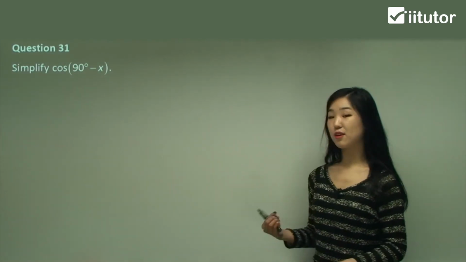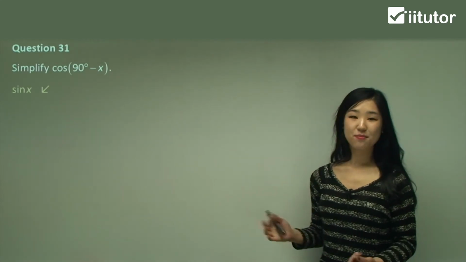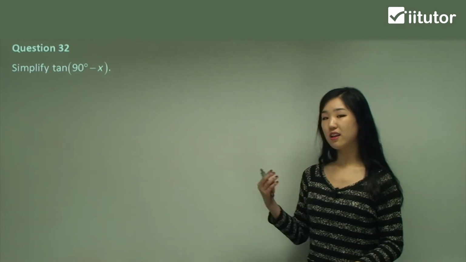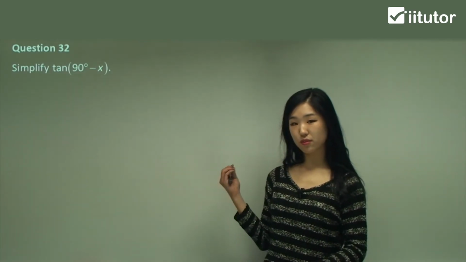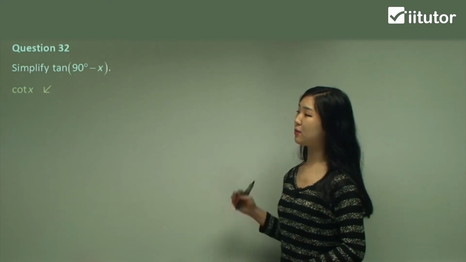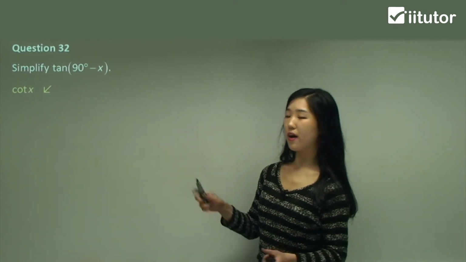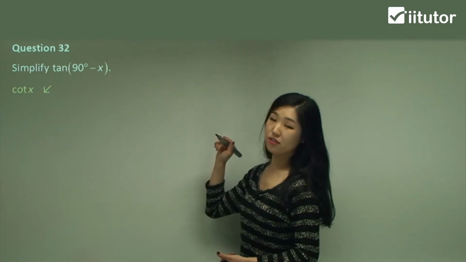Starting with 31, it says simplify cos of 90 degrees minus x. Remember our rule, guys? Cos of 90 minus x equals sine x. That's all there is. All I did was apply that rule. Now 32, tan of 90 degrees minus x. What was that rule? Tan of 90 degrees minus x equals, what was the relationship with tan? It was using cot. So the answer is simply cot x. So remember the rule, guys. This applies to 31 as well as 32.